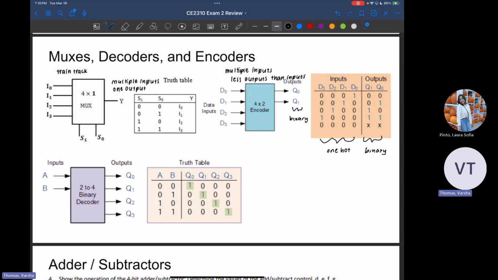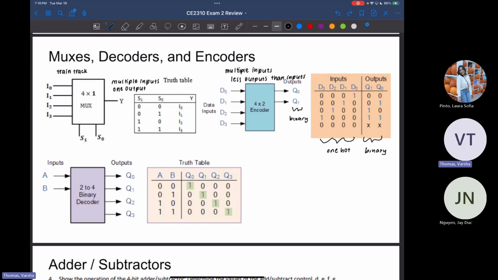Anyways, so we can look at this truth table and you'll see. If we have D0 on, the output is binary equivalent 0, 0. We have D1, binary equivalent 0, 1. We have D2, binary equivalent 1, 0. And then D3, binary equivalent 1, 1.